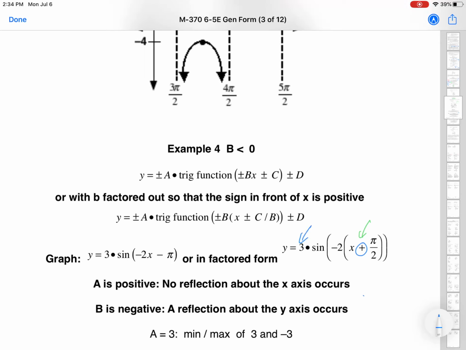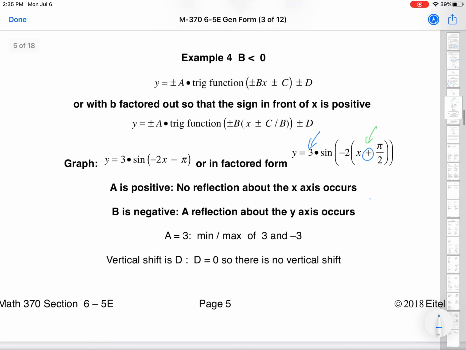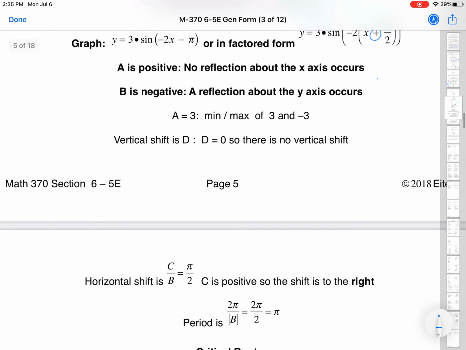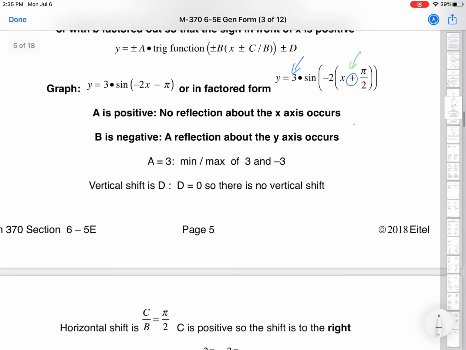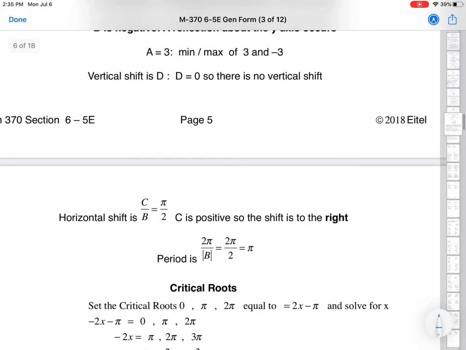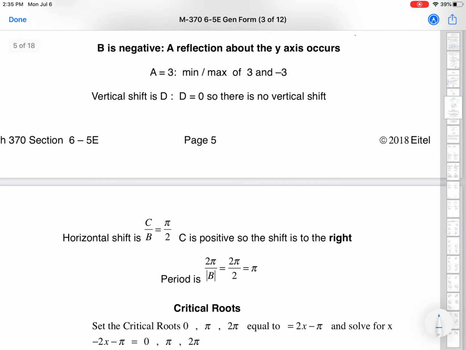We have an amplitude adjustment of 3, so we know our peaks and valleys are going to be 3. Sine of -2x, x plus pi over 2. So it's going to be reflected about the y-axis. I don't think we have to worry about that too much, but let's see what happens. No vertical shift, so you know what's going to happen. They're going to identify the period's just pi. They're going to identify the roots of sine, 0, pi, and 2 pi.